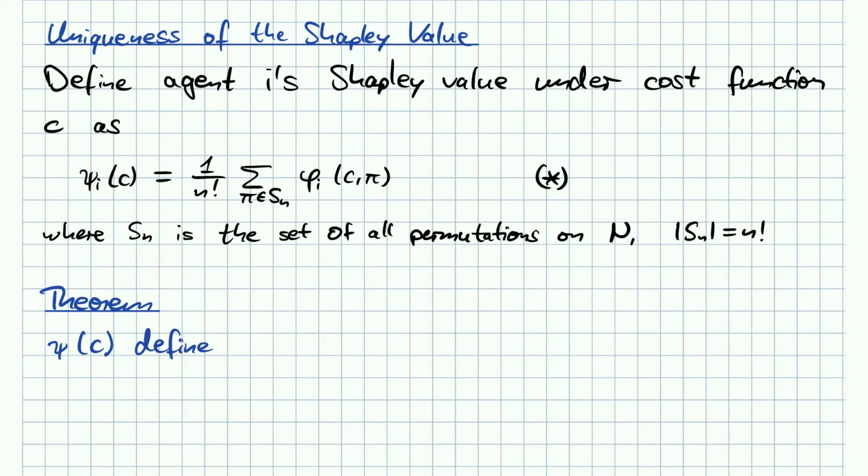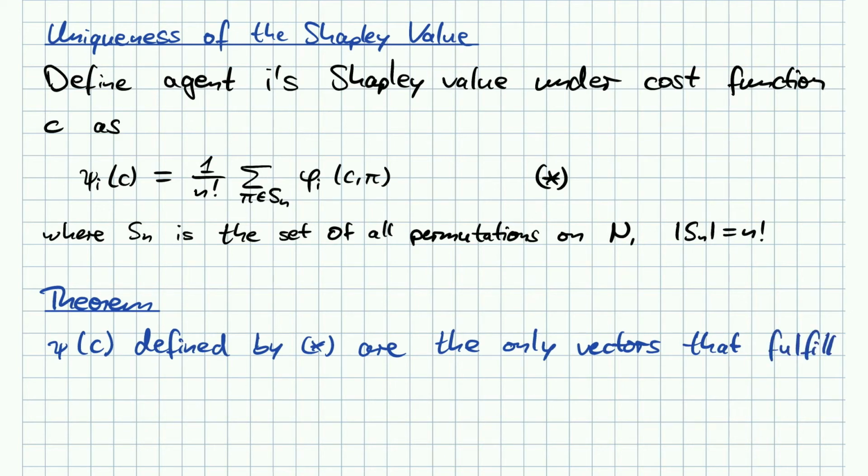So this psi of c defined by the star are the only vectors that fulfill symmetry, dummy, efficiency, and the additivity condition.